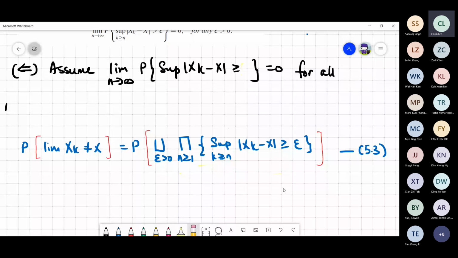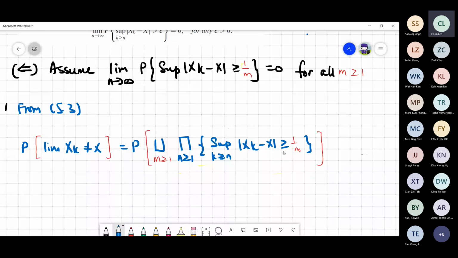Okay, they are actually equivalent, same as here. So instead of epsilon, we may replace this with 1 over m, with m larger than 1. So this is what we can have. Okay, so this is from 5.3.